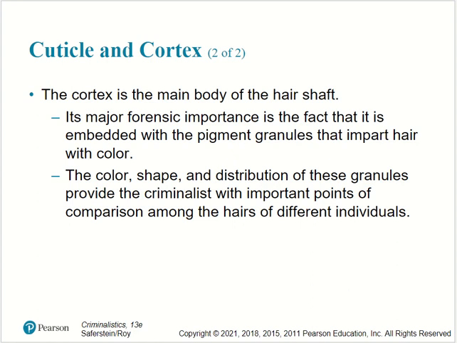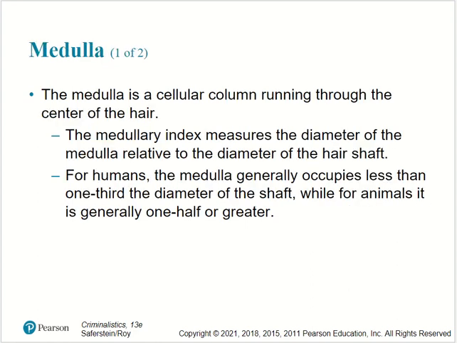Cuticle and cortex. The cortex is the main body of the hair shaft. Its major forensic importance is the fact that it is embedded with the pigment granules that impart the hair with color. The color, shape, and distribution of these granules provide the criminalist with important points of comparison among the hairs of different individuals. The medulla is a cellular column running through the center of the hair.